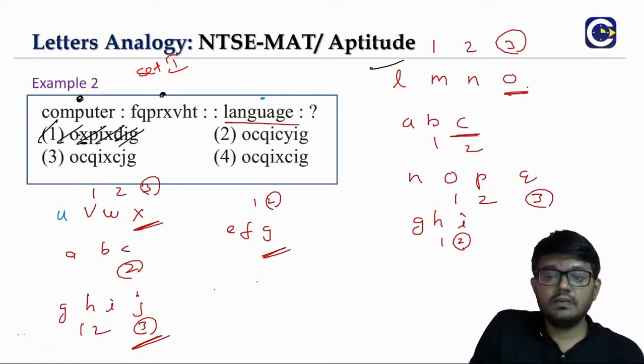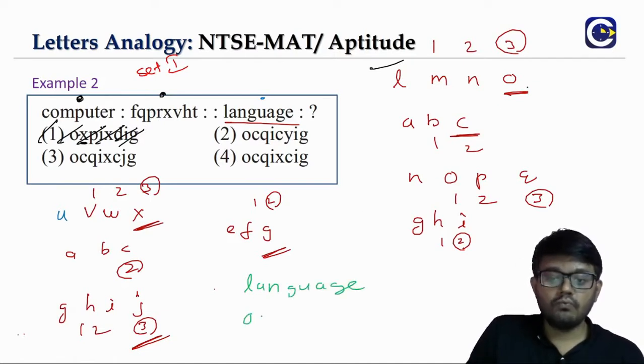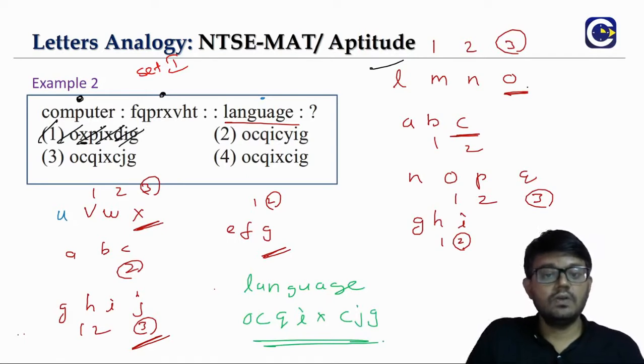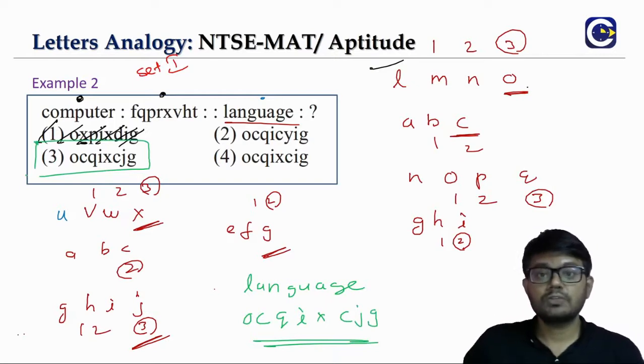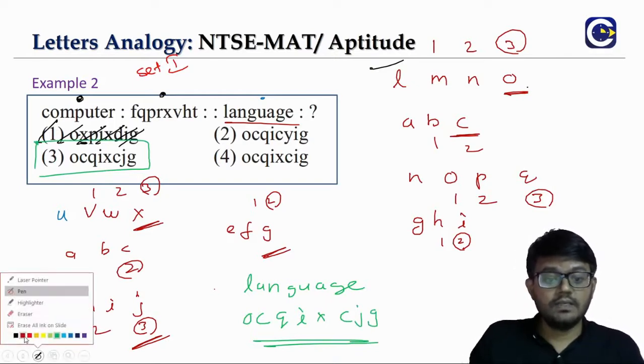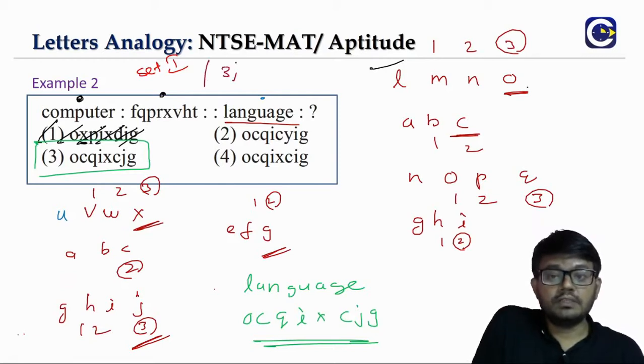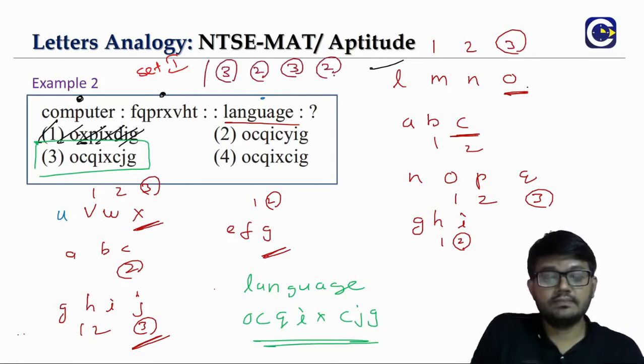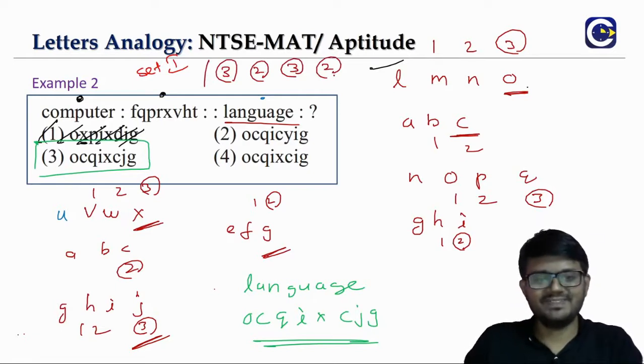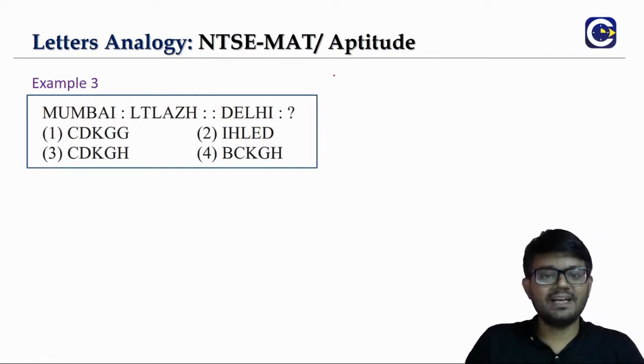So what is the correct sequence for language? Matching sequence is OC, QI, XC, JG. Where is it? OC, QI, XC, JG. So it is our option 3. So here what is the analogy we are having? The repeating sequence is third letter, then second letter. Third letter, then second letter. That we need to keep in mind. Okay. So I don't know how many of you got the answer without waiting for my explanation.